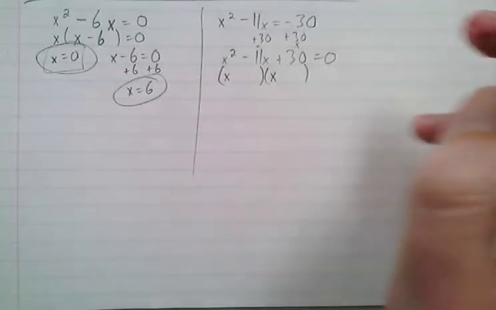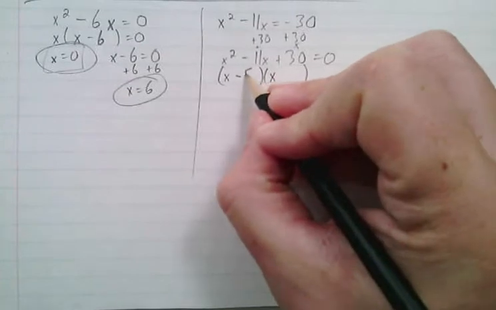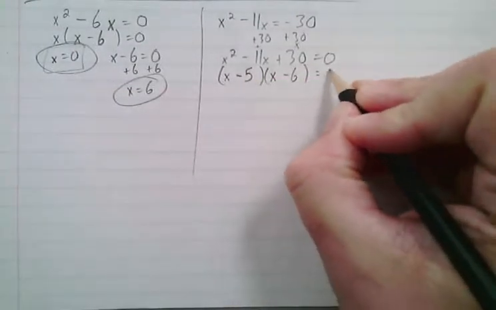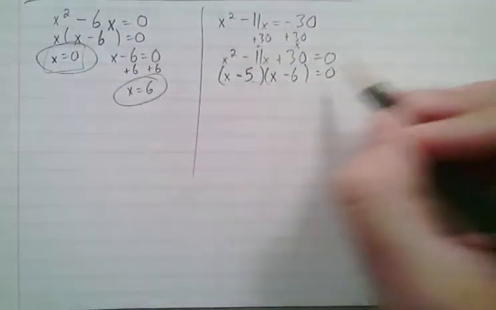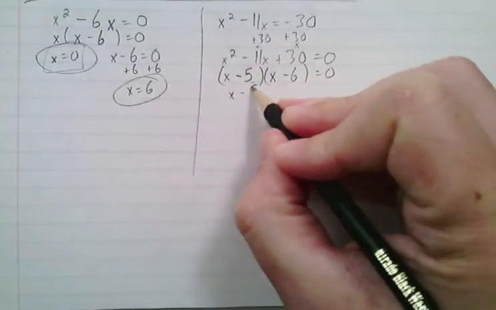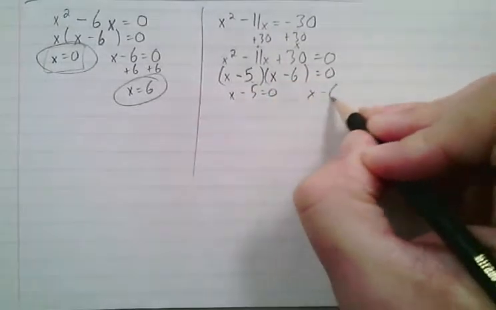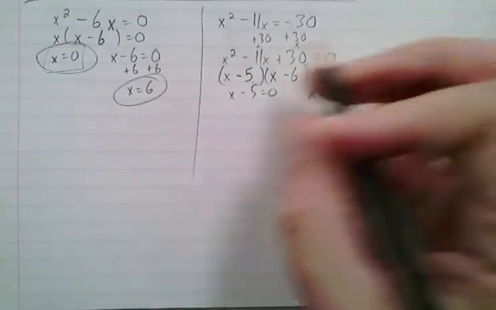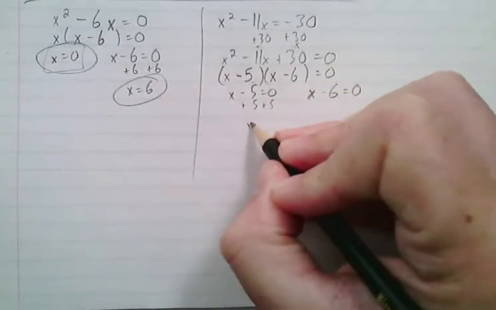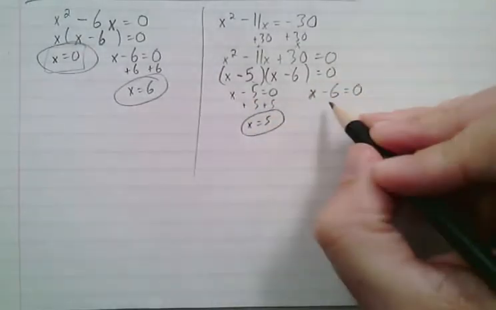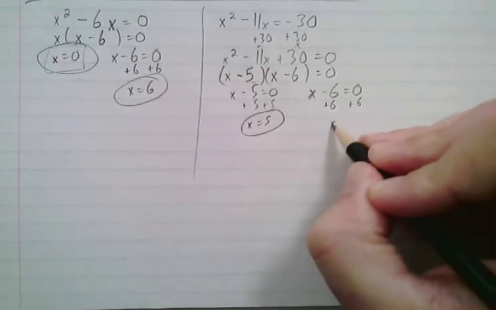Well, the only way I can get that to happen is if I have a negative 5 and a negative 6. Now that I have two factors that are equal to 0, I'm going to set each factor equal to 0. So I add 5 and x equals 5. I add 6 and x equals 6.